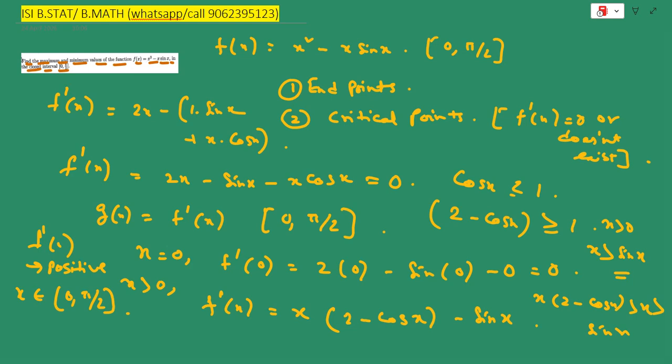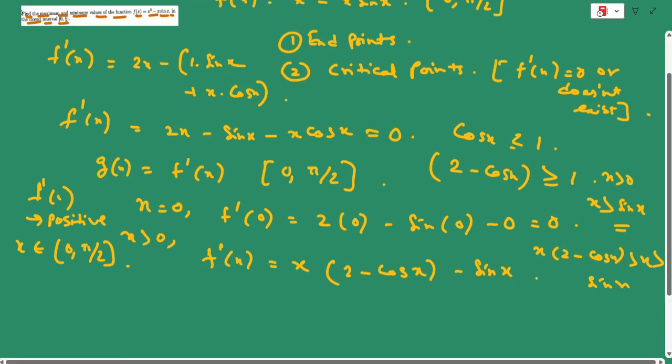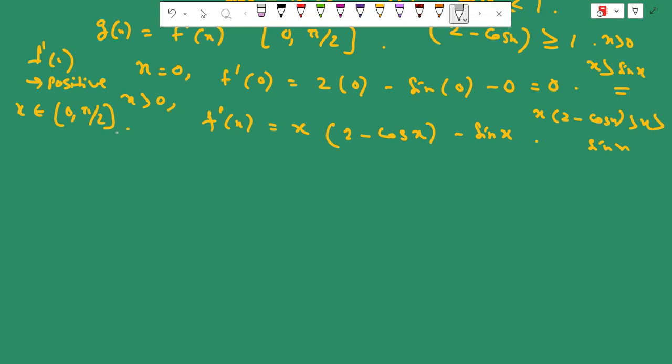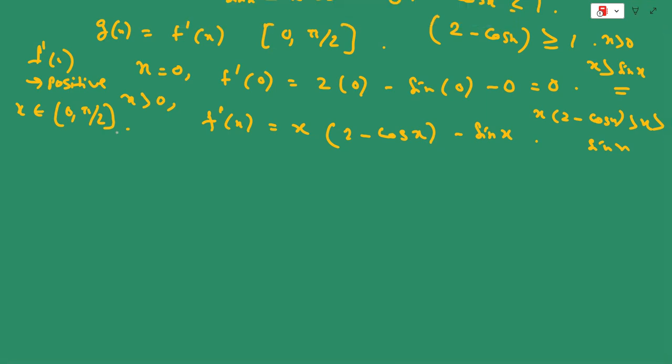But wait, if the derivative is always positive, what does that tell us? It means the function is strictly increasing, like the rocket that never looks back. Since f(x) is strictly increasing on 0 to pi by 2, our life just got 100% easier. The minimum must be at the start and the maximum must be at the end. So for the minimum value, plug in x equal to 0.